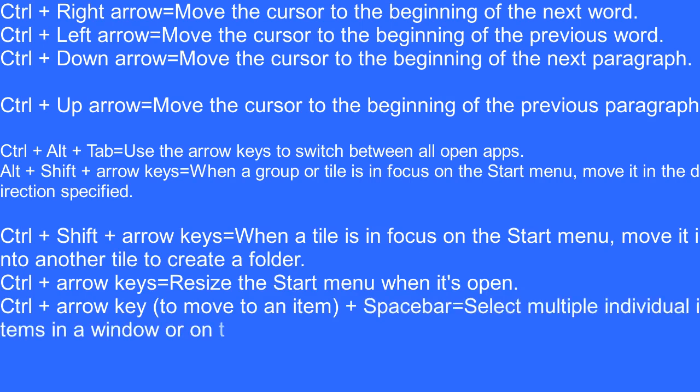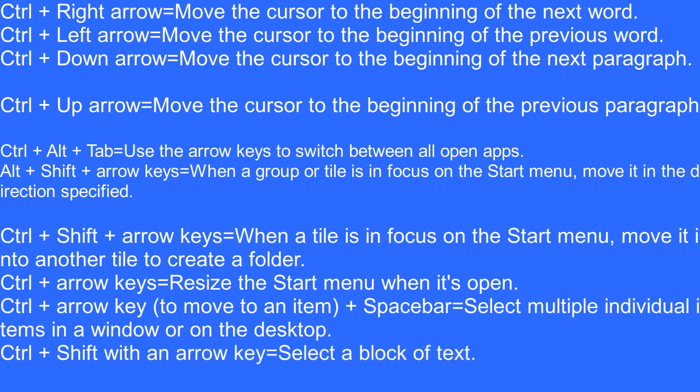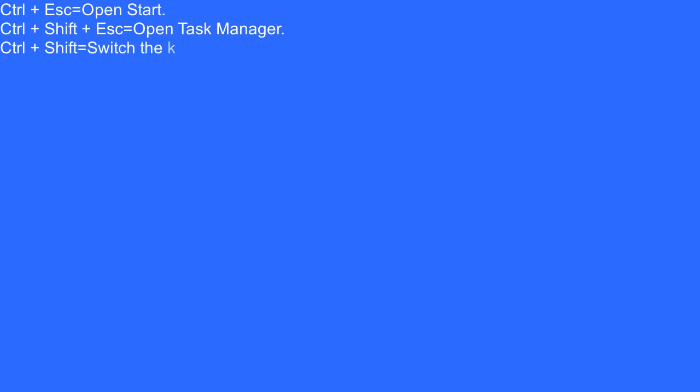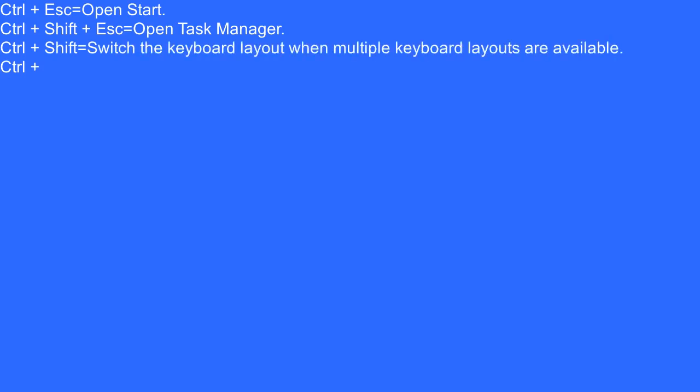Spacebar equals select multiple individual items in a window or on the desktop. Ctrl Shift with an arrow key equals select a block of text. Ctrl ESC equals open start. Ctrl Shift ESC equals open task manager. Ctrl Shift equals switch the keyboard layout when multiple keyboard layouts are available.